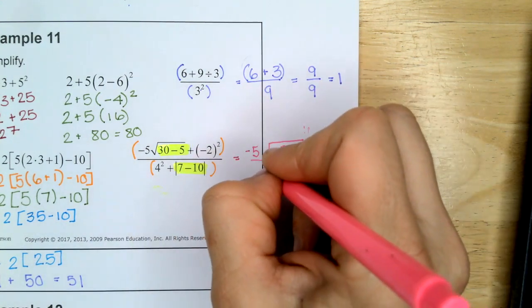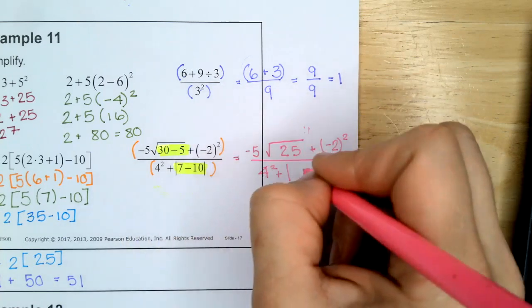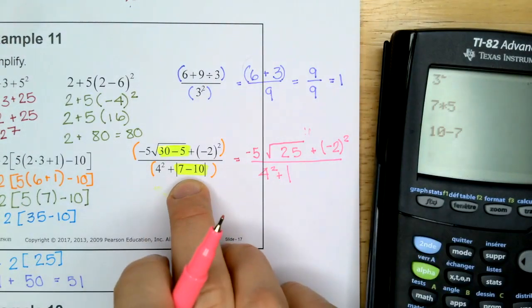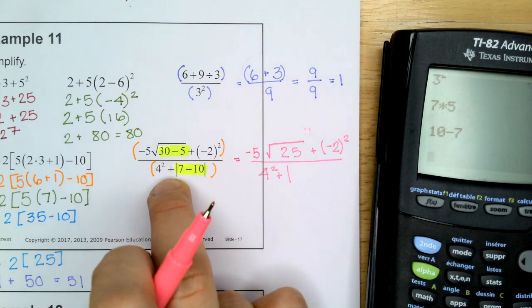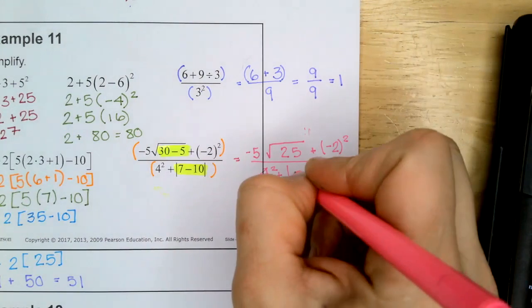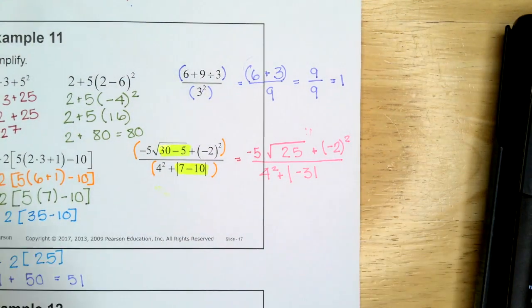Here I'm going to start with the grouping symbol. So I have 4 squared plus the absolute value of 7 minus 10. 7 minus 10 is the same as 10 minus 7, but with a -3, right? Because we take the absolute value of 10, subtract the absolute value of 7, we get 3, but the 10 was a negative, so it's a -3. Good.